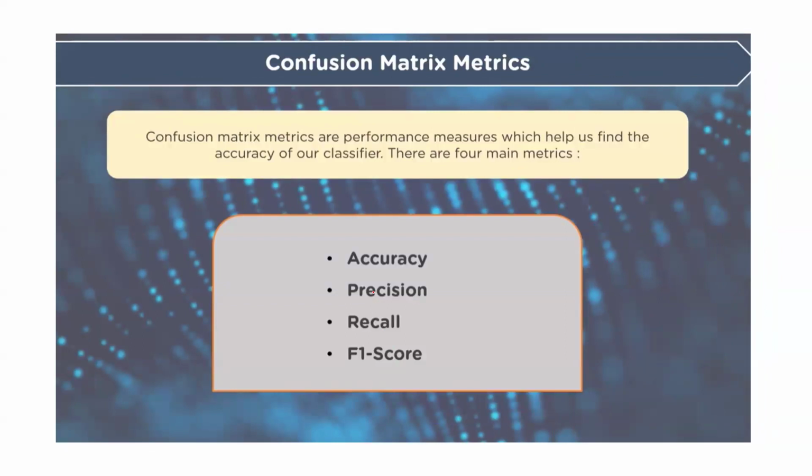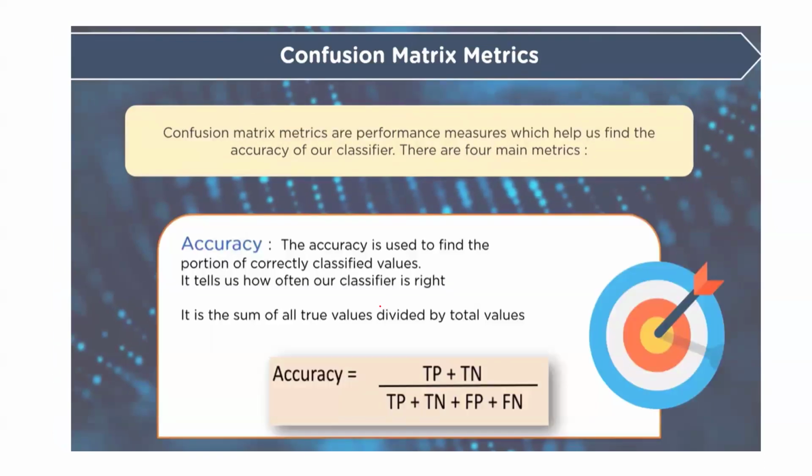Now, it's time to evaluate the classification algorithm. Confusion matrices give performance measures which help us to find the accuracy of our classifier. From that confusion matrix, we have to find out four important metrics: accuracy, precision, recall, and F1 score. How are we going to say that our classifier is accurately classifying the two different class levels?